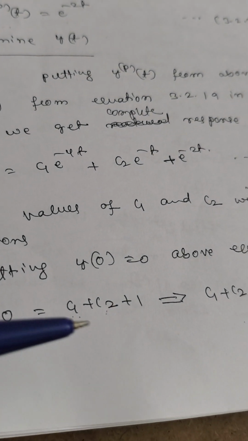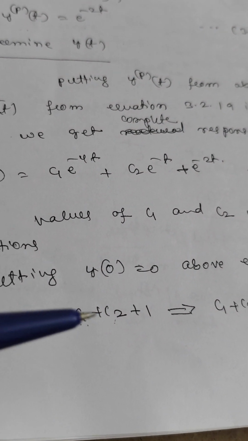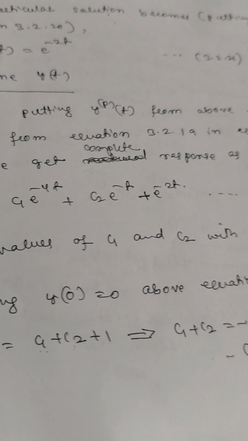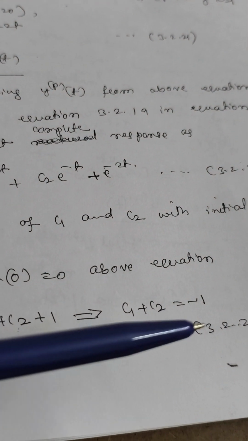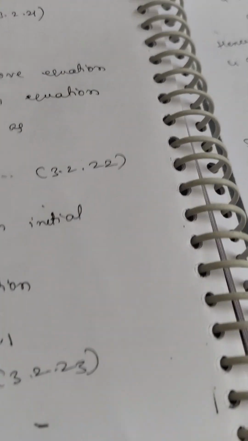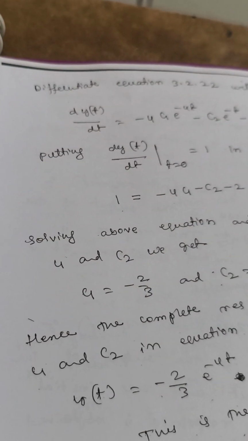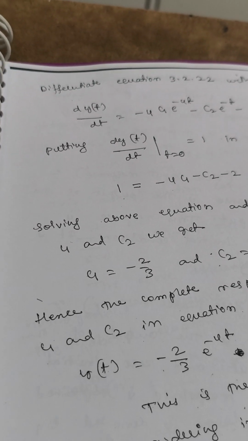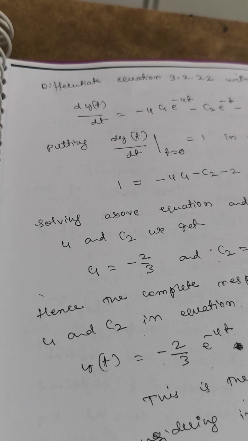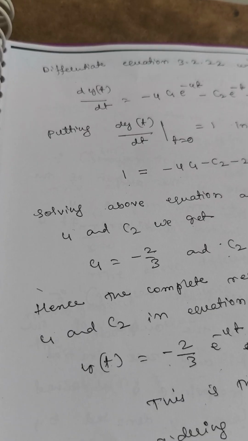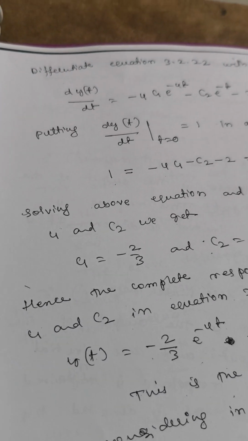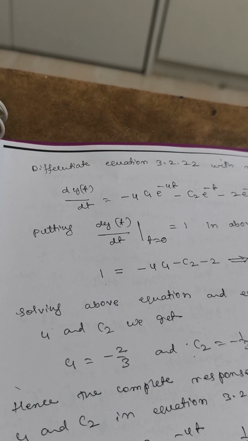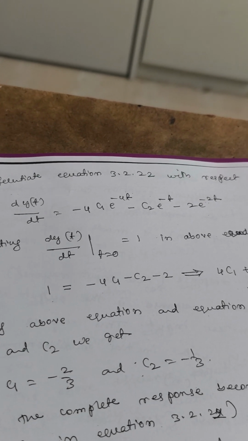If you take this side, it becomes negative, therefore c1 plus c2 equal to minus 1. Then we got one equation. Since two unknown quantities are there, we have to have two equations so that we can find out the two unknown values. How can we obtain one more equation? Differentiate equation 3.22 with respect to t.